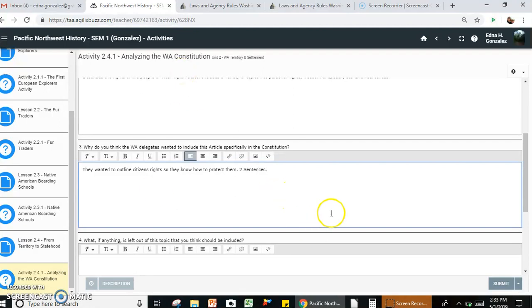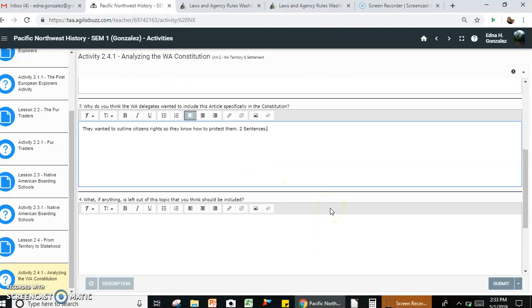Why do you think they wanted to include this article? And you can look at, if you wanted to, you can go back and think about previous lessons and maybe something happened in the state's history that people wanted to make sure that certain rights were protected. Maybe it's something that there's a particular event that caused people, the delegates, to put that into the Constitution. So make sure that you, if you are trying to figure out what to write about, look back at the history of Washington, and maybe that's why they added it to the Constitution.